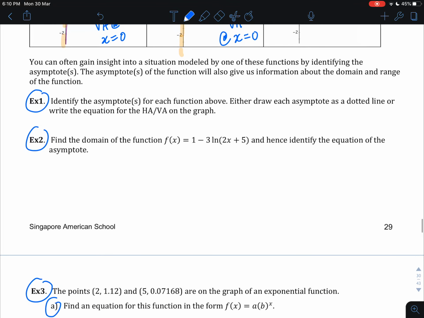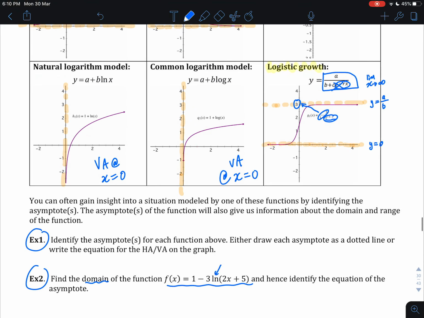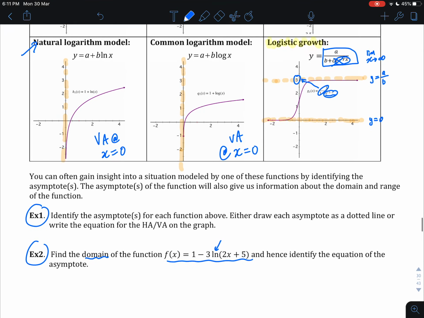So let's move on to example number 2. Now we're looking to find the domain of the function. Our function in this case is logarithmic, a base e logarithm. And so essentially, we know that we're dealing with a function that has the approximate shape of the graph that I've just highlighted.